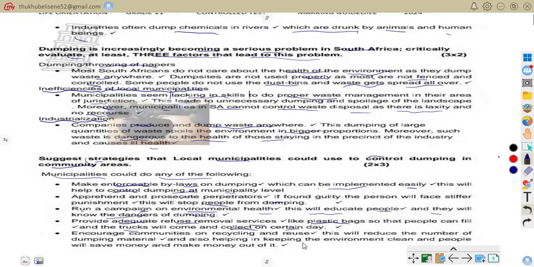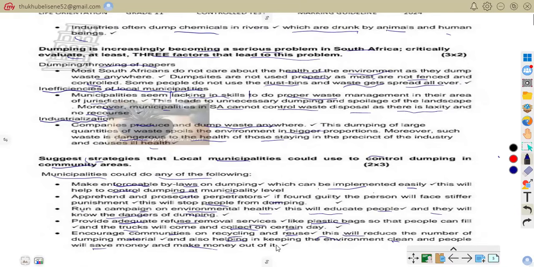Encourage communities on recycling and reuse. This will reduce the amount of dumped material and help keep the environment clean, and people will save money and make money out of it. Meaning to say, encourage recycling and reuse. Many people should recycle material instead of throwing it away. For example, collecting cans, bottles, and paper for recycling businesses. So that is all about question 4.